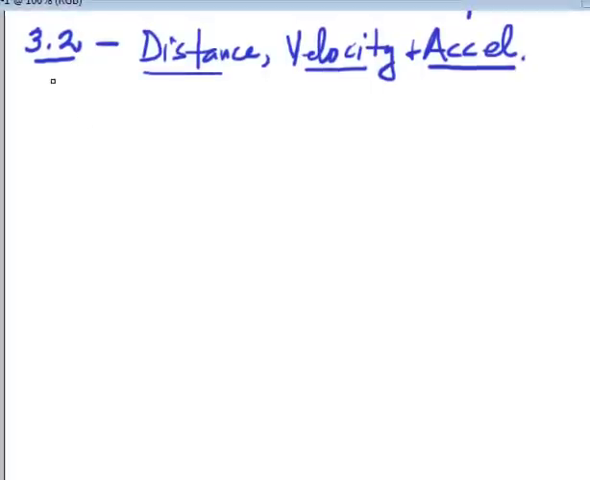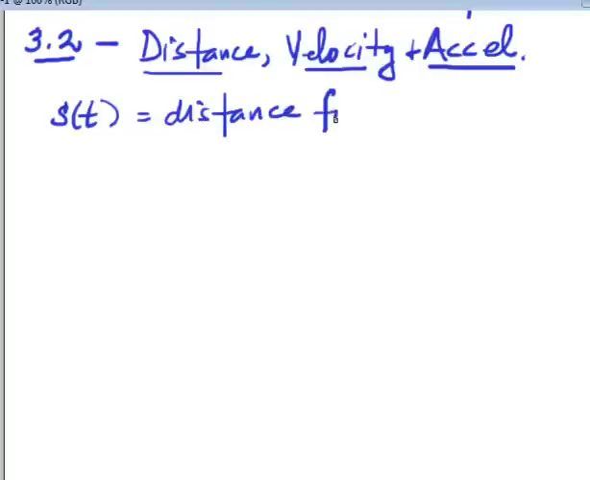Okay, now we're looking at section 3.2, which talks about distance functions, velocity, and acceleration. All right, so let's suppose s of t is a distance function. That is, s of t measures the distance traveled by an object after t units of time.